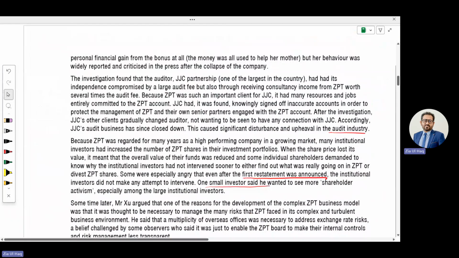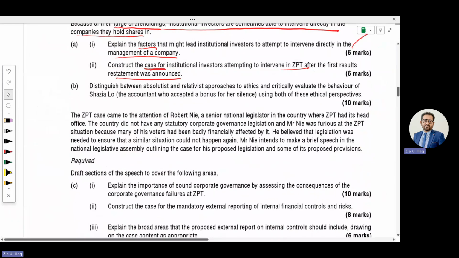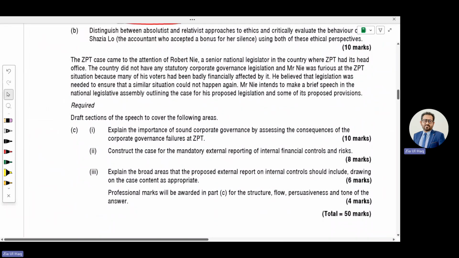So the remaining requirements of this question, requirement B, C, we will discuss in future. But in future, we will not read the whole case study. We'll just discuss the requirement because we know the story now. So let's move forward.